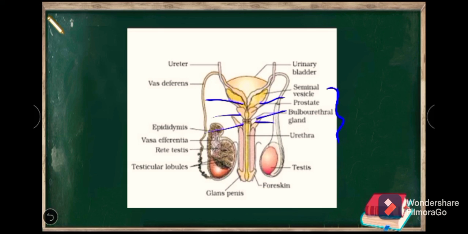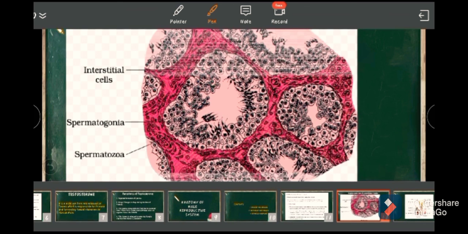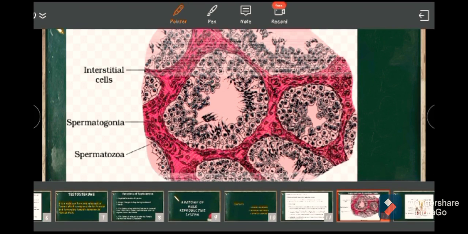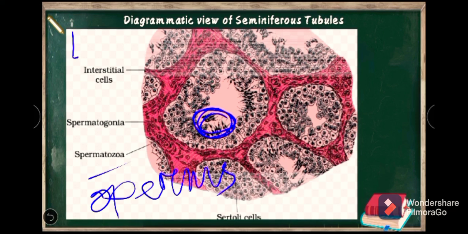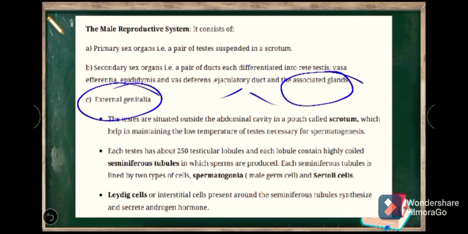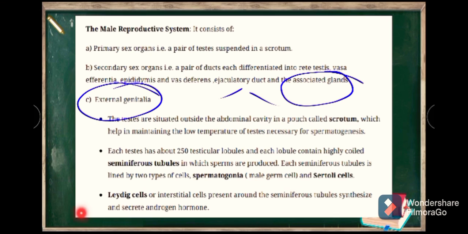So this is all about the anatomy of the male reproductive system, students. While we will be discussing gametogenesis, we will come to know what happens to the spermatozoa, and how the spermatozoa are produced. Spermatozoa is nothing but sperms. And already we have discussed that Leydig cells or interstitial cells are the same. Here, a very important thing to be noted: the function of Leydig or interstitial cells is that they secrete androgen hormone.